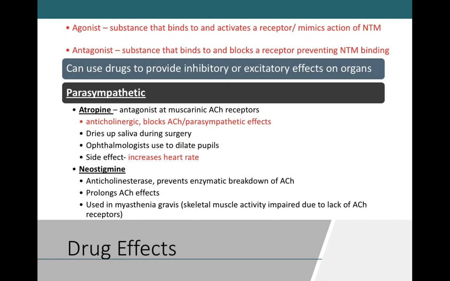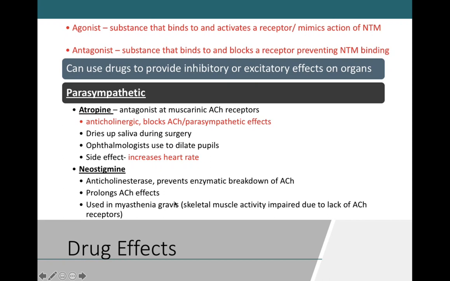So let's think back to Chapter 10. Acetylcholinesterase's purpose is to break down acetylcholine in the synaptic cleft so that acetylcholine is not just hanging out in the synaptic cleft indefinitely. However, if we prevent the breakdown of acetylcholine, that's going to prolong acetylcholine's lifetime in the synaptic cleft. So one condition that we will often use neostigmine to treat is myasthenia gravis.